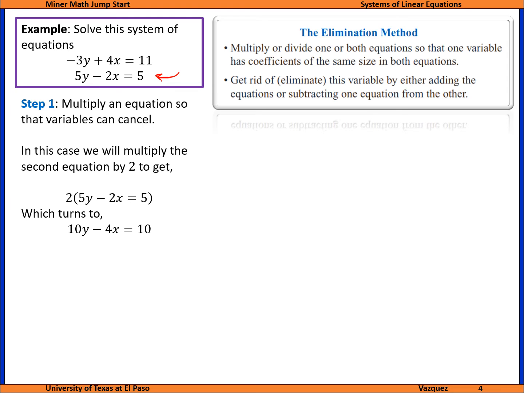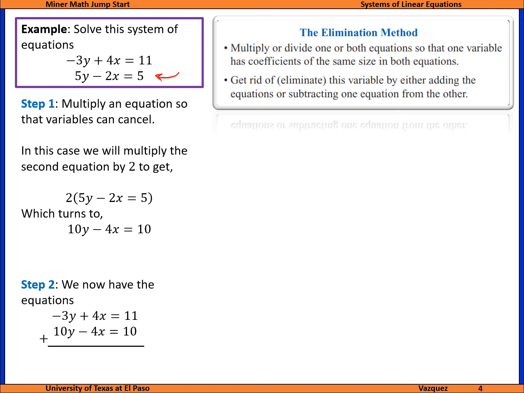So why do we do this? Well, now our equations are negative 3y plus 4x equals 11, so that one remains unchanged. But now we have our new one, 10y minus 4x equals 10. And the reason we did that is because now we can add these two equations. And what do you notice? Well, I see a positive 4x, and we see a negative 4x. So what we can do is those two can cancel out.